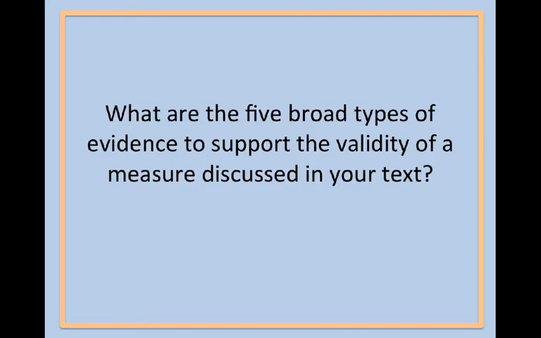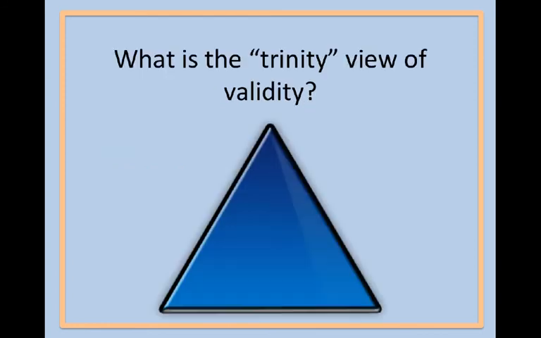So what are the 5 broad types of evidence to support the validity of a measure discussed in your text? Pause the video for a moment and see if you can recall. Press play when you're ready to move on. The 5 broad types of validity discussed in your text are content, responses, internal structure, relations to other variables, and the consequences of testing.